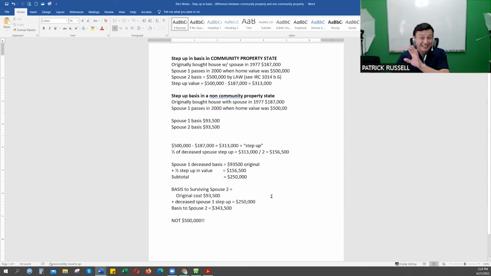Keep in mind that if this is a home, you still have the benefit of IRC Section 121, which excludes the gain on a house sold by a single individual of up to $250,000 and excludes the gain of a married, filing joint couple of up to $500,000.